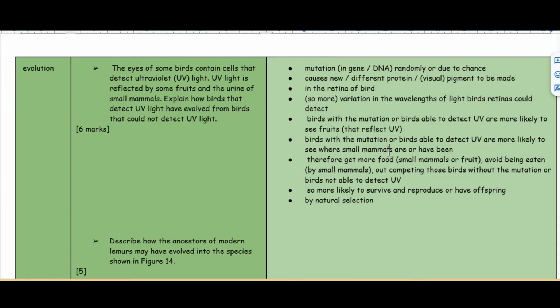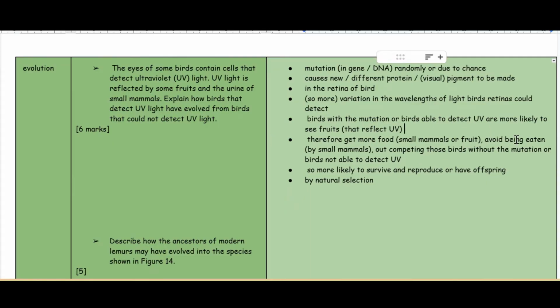So, quite a hefty answer here. You've got the mutation occurring within the gene or DNA, which randomly occurs due to chance. This then causes a new or different protein, for example, a visual pigment to be made in the retina of the bird. You've then got the variation in the wavelengths of light that birds can see. The birds with the mutation, or the ones that are able to detect the UV light, are more likely to see the fruit, and therefore, they get more food.